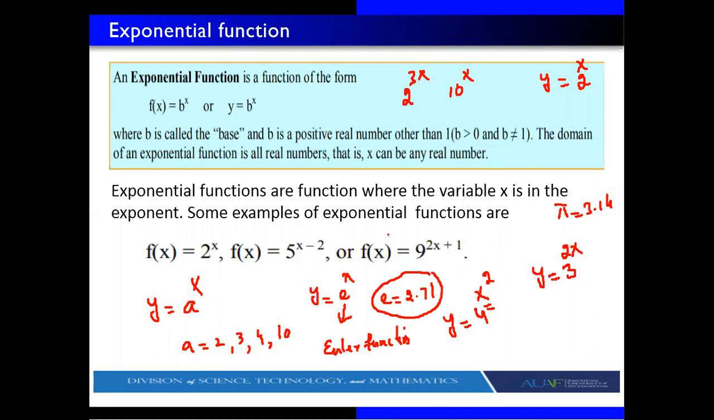Correct? But what are the properties? For example, you can see f of x is equal to b power x, or y is equal to b power x, where b is called what? b is the base. This base must be a positive number. Negative numbers are not possible. 2, 3, 4, 5, these are possible. And that b must be greater than 0 and not equal to 1. Greater than 0 possible, but 1 not possible.